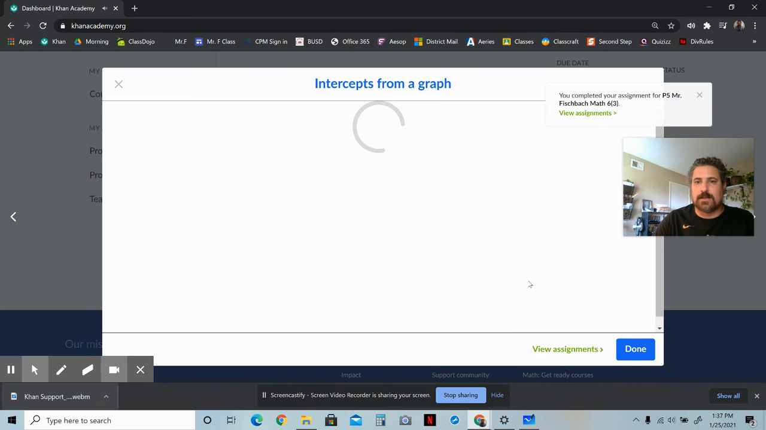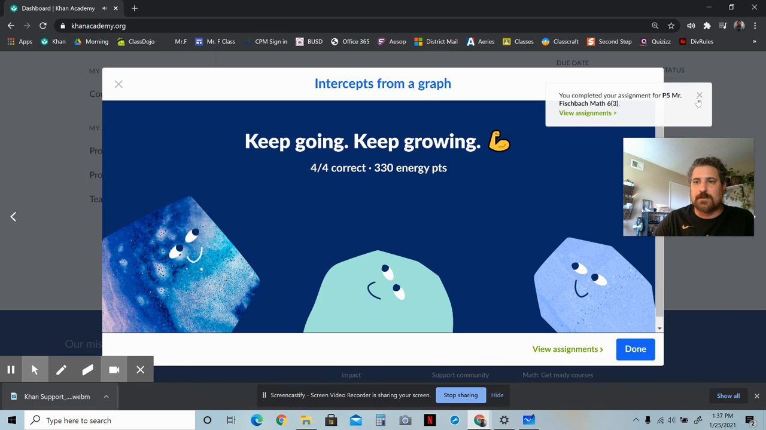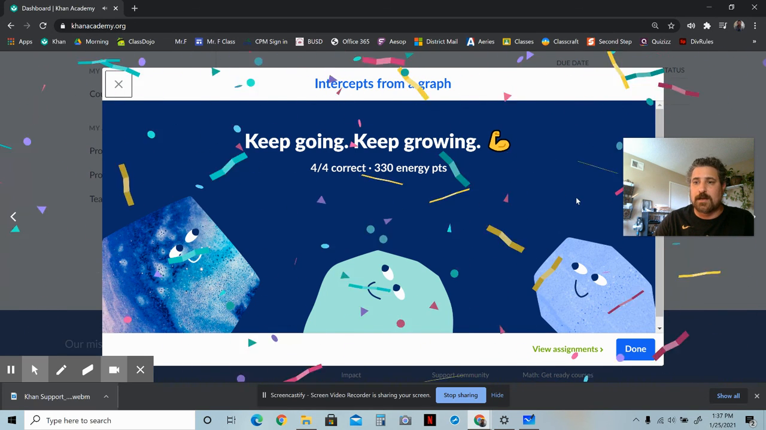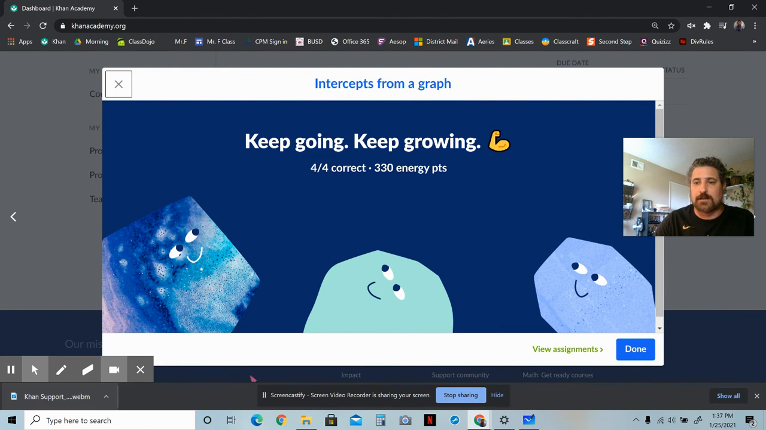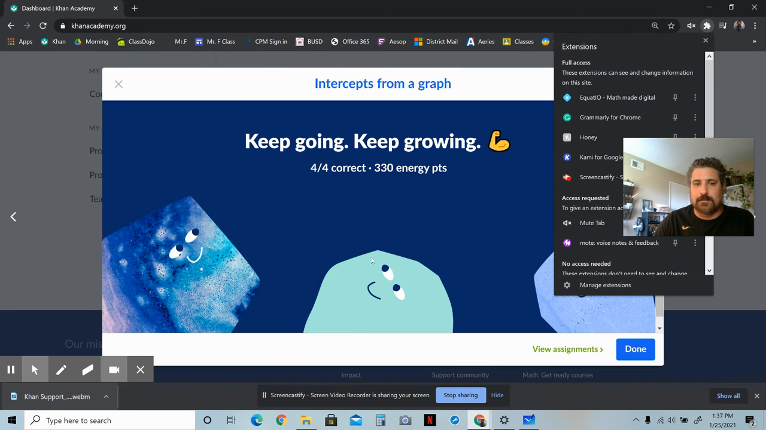And that's how you do the skill. Pretty easy, right, guys? So remember, x-intercept is where it crosses the x-axis, y-intercept is where it crosses the y-axis. And that's it. That's all you've got to do.